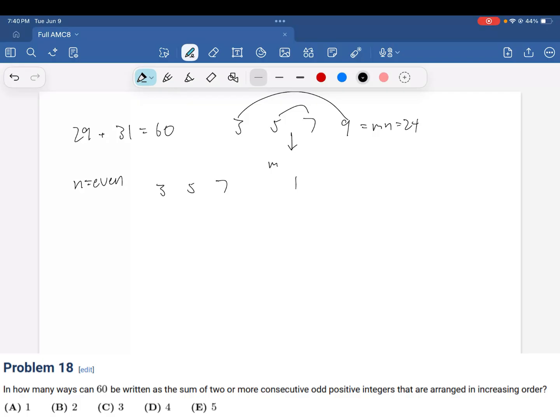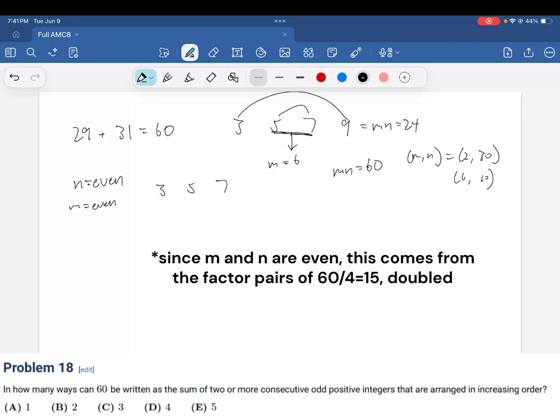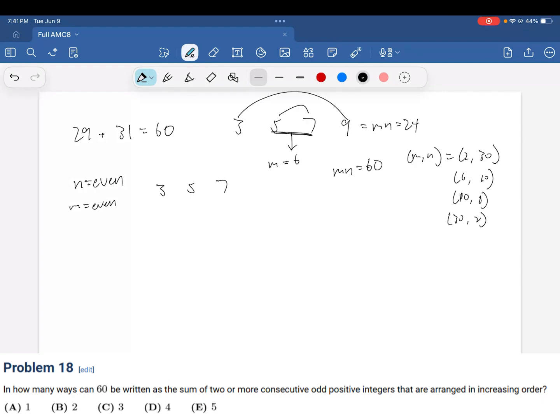This also means that the middle number m must also be even, because the middle number here is between two odd numbers. So m is actually 6, which means m and n are actually both even. So we want m times n equals 60. And we can list them out. m and n can be 2 and 30, 6 and 10, 10 and 6, or 30 and 2.